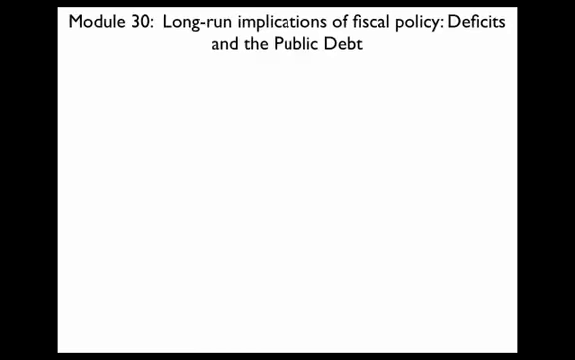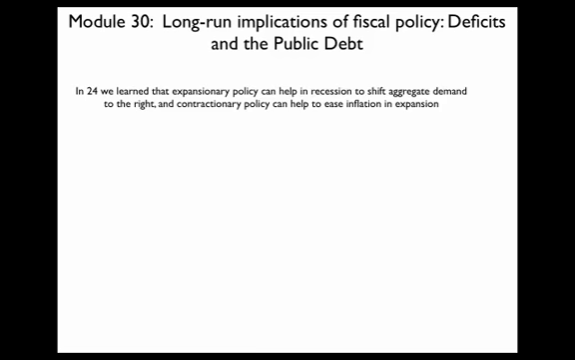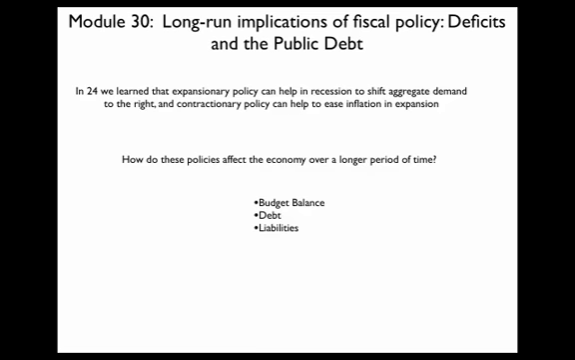Module 30 is long-run implications of fiscal policy, or deficits in the public debt. Remember in 24 we learned that expansionary policy can help in a recession to shift aggregate demand to the right, basically to get an economy moving again. And contractionary policy can help to ease inflation in those expansions so that the economy doesn't heat up. What we haven't addressed yet is how these policies affect the economy over a longer period of time. We're going to do that today in terms of 3 different things: the budget balance, debt versus the deficit, and then long-term government liabilities.